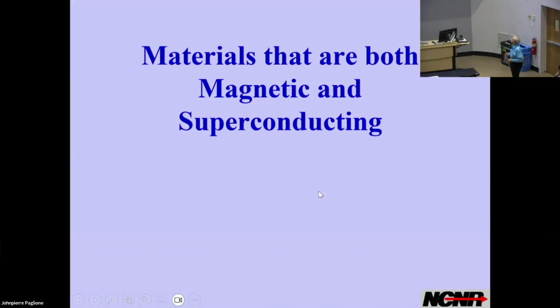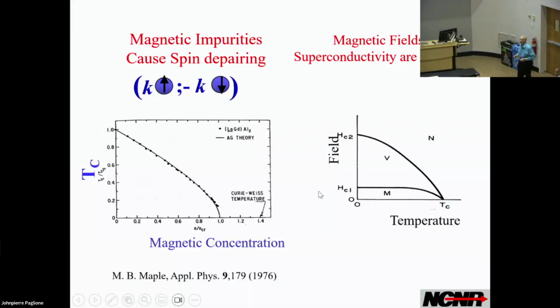Okay, materials that are both magnetic and superconducting. I've been doing this for a long time, and we've already mentioned that if you want to apply a magnetic field, typically that's not a good thing to do on a superconductor. You can certainly extinguish it. You apply a field and you go into the normal state. Basically, superconductors don't like magnetic fields. And even worse, you have a Cooper pair here in the conventional theory, one spin up, one spin down. The worst thing you can do is to put magnetic impurities in that break up those pairs.